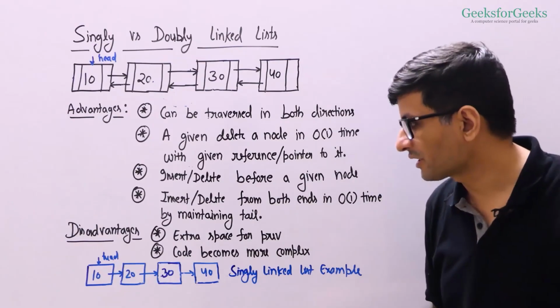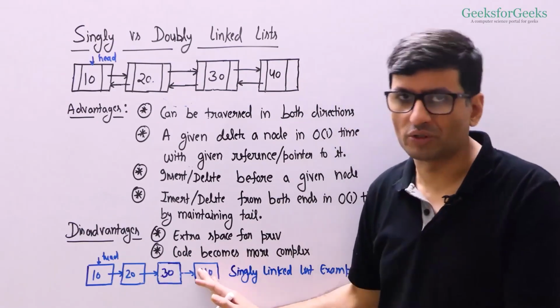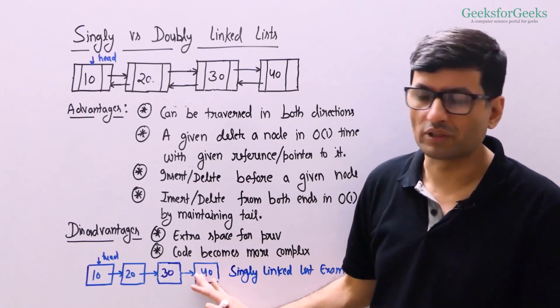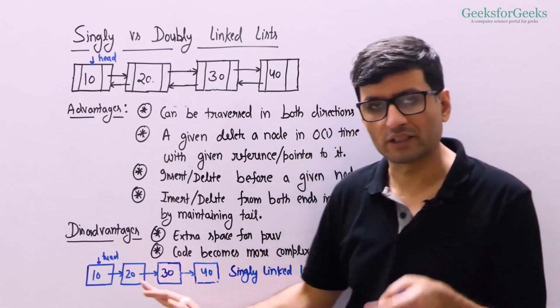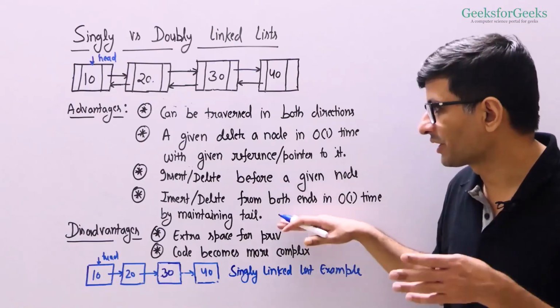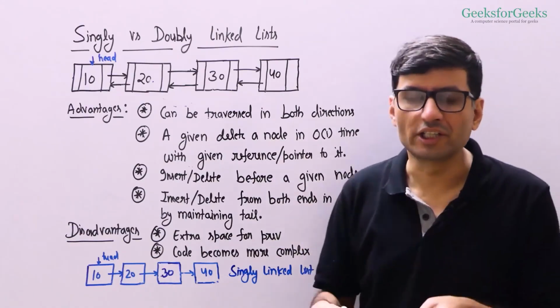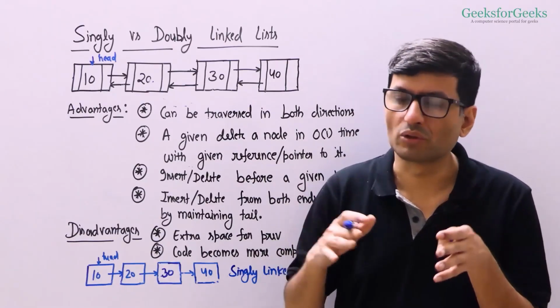See, in singly linked list, insertion, deletion after a given node is allowed in big O of one time, but not before, right? I can't delete the node before 20 or 30 because I can't go back, but in doubly linked list it's possible. The next advantage is we can insert, delete at both ends in big O of one time.